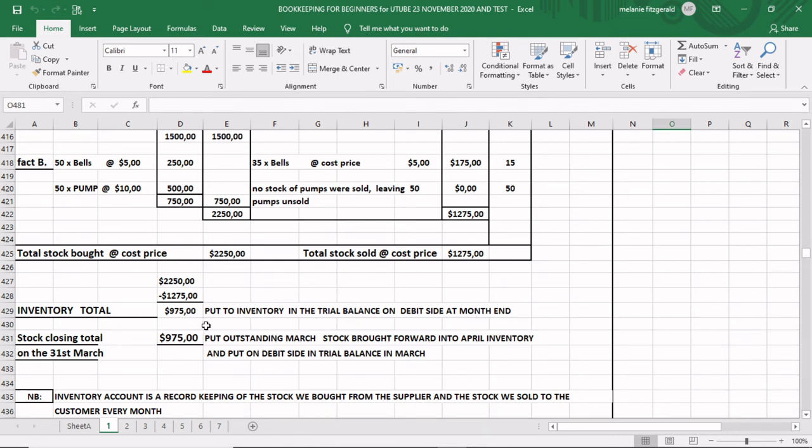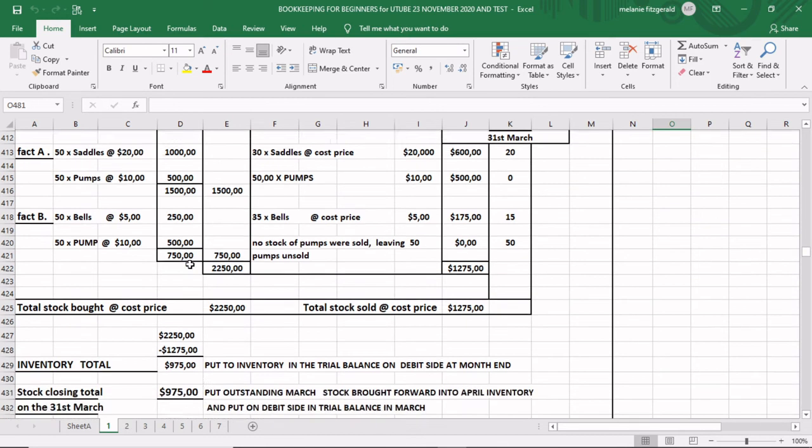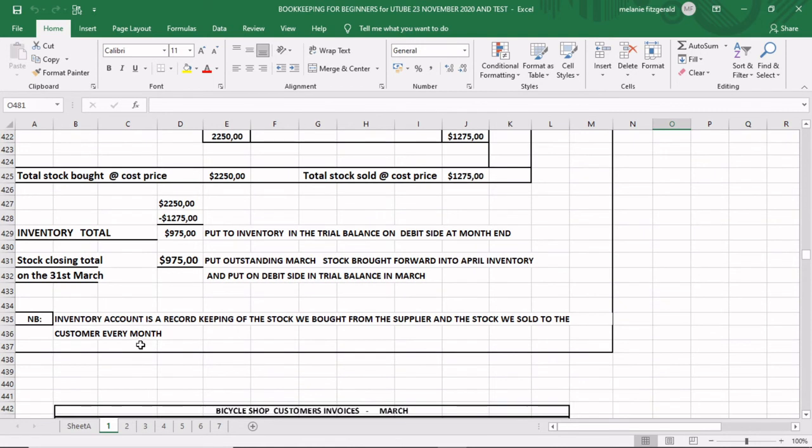And this 975, when we close our books in March, the beginning of April, we open up a new inventory account. And in that inventory account, we bring this forward into that. The opening balance of that inventory account will be 975, and it will go on the debit side. Because remember, on the debit side is the stock we bought. That's how much we still got left in stock. Okay, I hope you understand that. Once again, remember, the inventory account is a record keeping of the stock we bought from the supplier and the stock we sold to the customers every month. Okay, just get that all in your head.